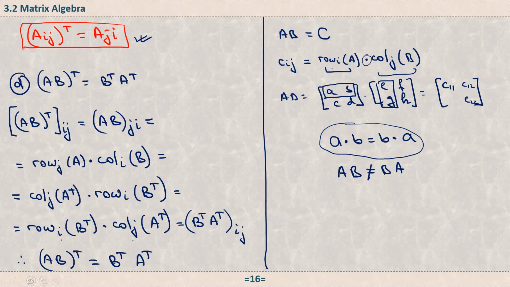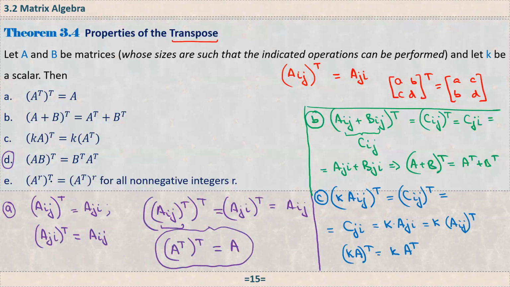Okay. And we can also generalize this in general. How about if we have three matrices? Here we have (ABC) transpose. That is equal to C transpose, B transpose, and A transpose. Okay, good. And the last property says that (A to the power R) transpose equals (A transpose) to the power R.